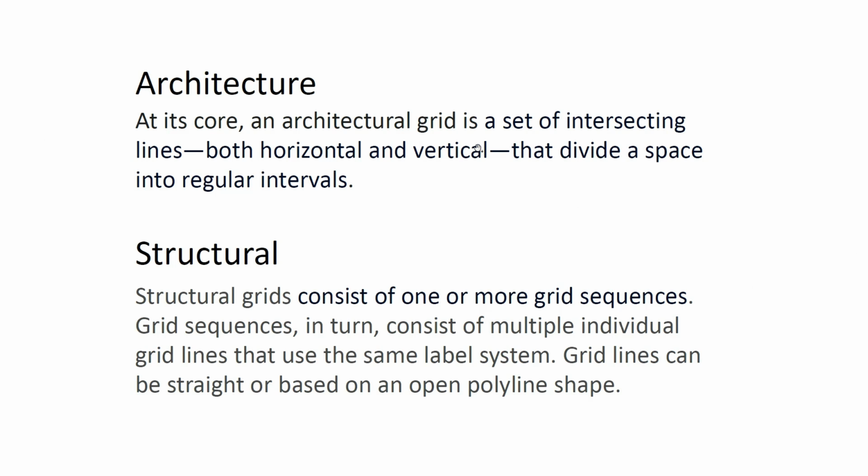At its core, an architectural grid is a set of intersecting lines, both horizontal and vertical, that divide a space into regular intervals. Structural grids consist of one or more grid sequences. Grid sequences, in turn, consist of multiple individual grid lines that use the same label system. Grid lines can be straight or based on an open polyline shape.